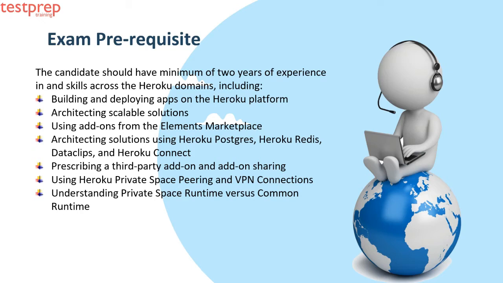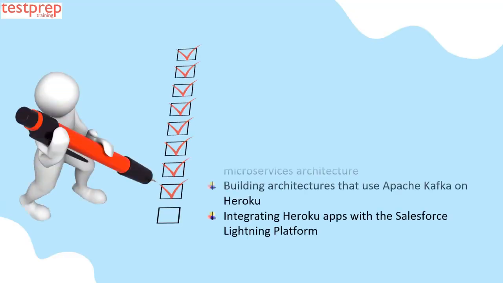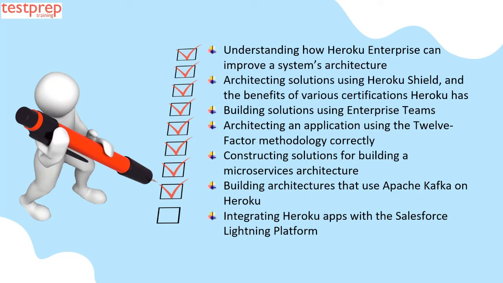Fifth, prescribing a third-party add-on, and add-on sharing. Sixth, using Heroku Private Space peering and VPN connections. Seventh, understanding Private Space runtime versus Common Runtime. Eighth, understanding how Heroku Enterprise can improve a system's architecture. Ninth, architecting solutions using Heroku Shield, and the benefits of various certifications Heroku has.